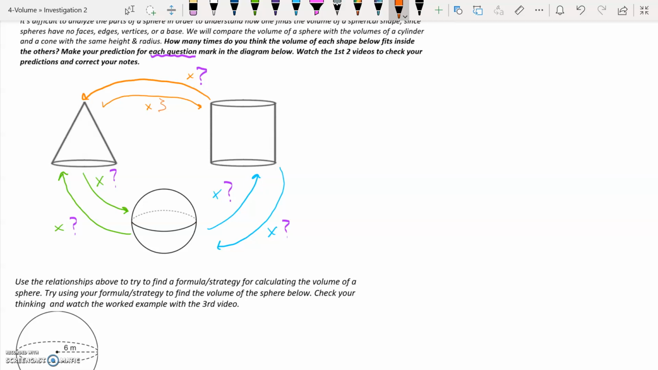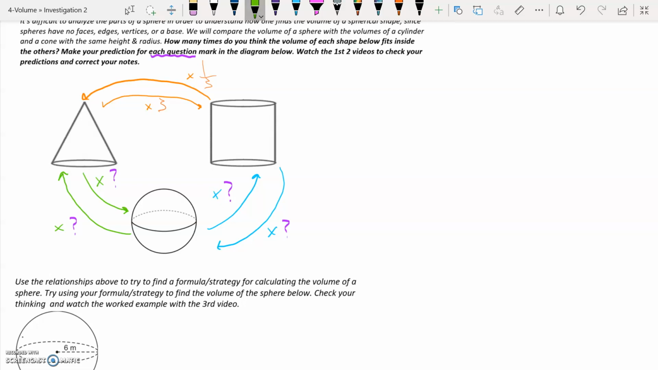Okay, so anyways, first one, the cone to the cylinder was 3 times, 3 cones to fill up the cylinder. So that means going the other way, 1/3 of a cylinder would occupy the volume of a cone with the same base and height. So you could also take the volume of a cylinder and multiply it by 1/3, or you could divide by 3.